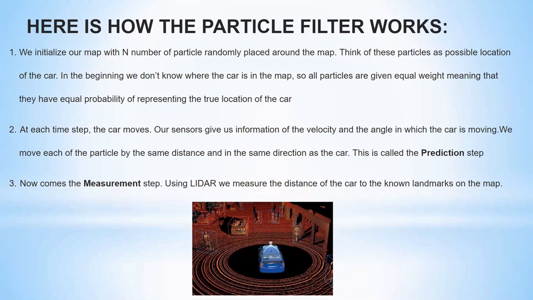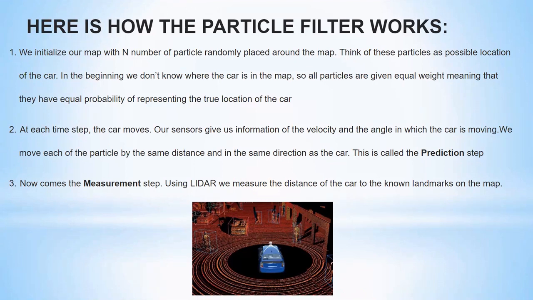First, we initialize our map with n number of particles randomly placed around the map. Think of these particles as possible locations of the car. In the beginning, we don't know where the car is in the map. So all particles are given equal weight, meaning that they all have equal probability of representing the true location of the car.